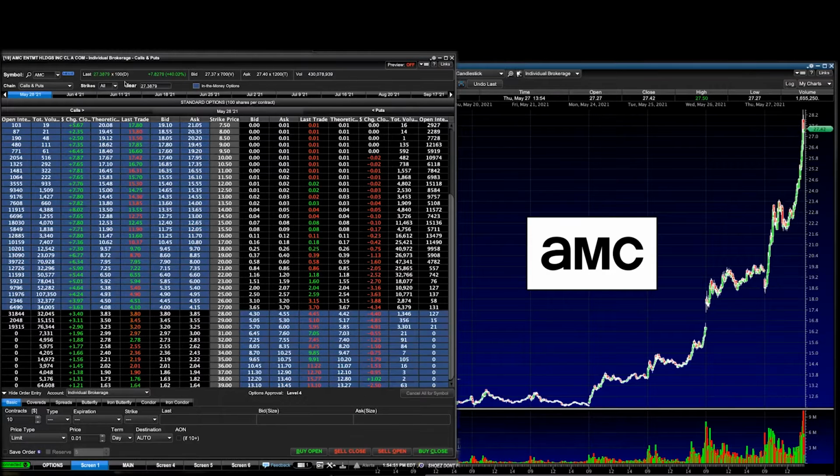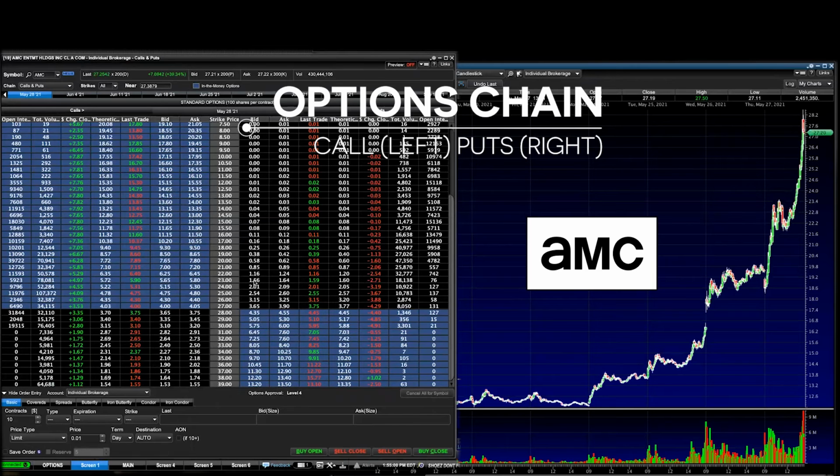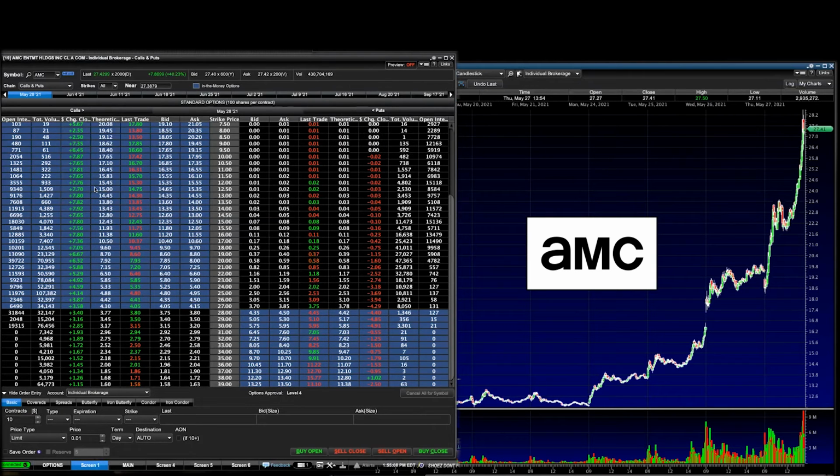In this example, we'll be looking at the weekly call options. Alright guys, so for this example, we're going to be using AMC. As you can see, it's trading at about $27. So if I go over to the options here, these are all the options that are available to me. And right now, we're just gonna be focusing on the left side because that is the calls. And that means I want the stock to go up. So this is where I want to purchase.